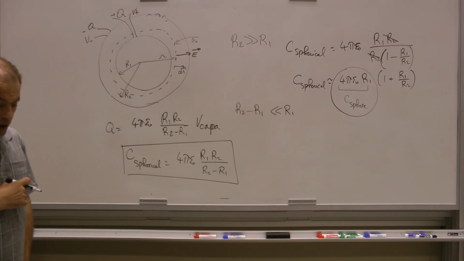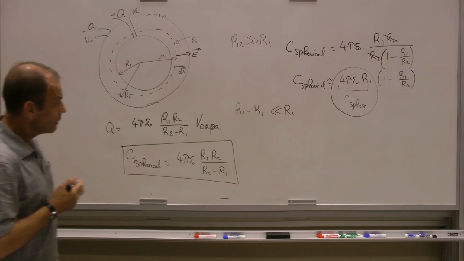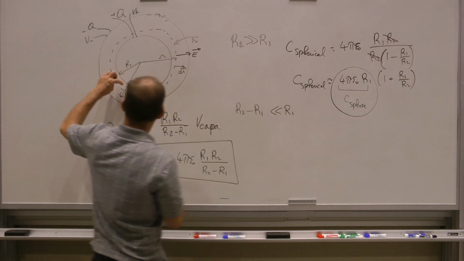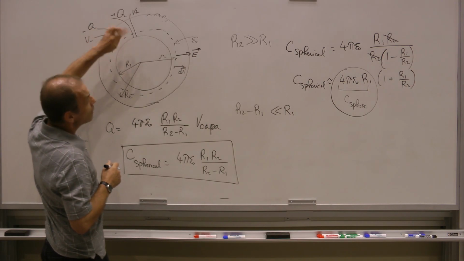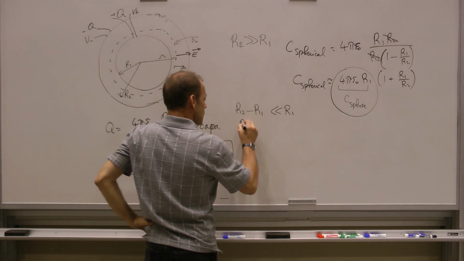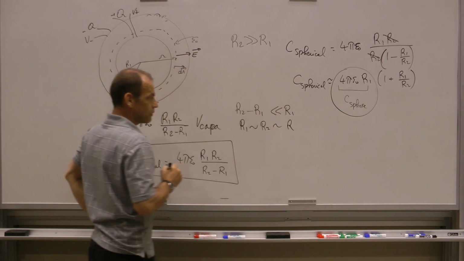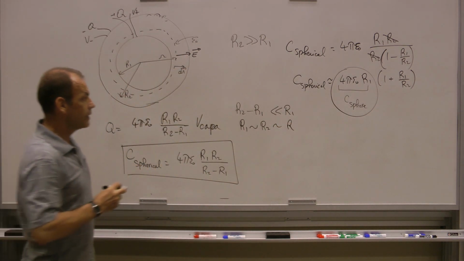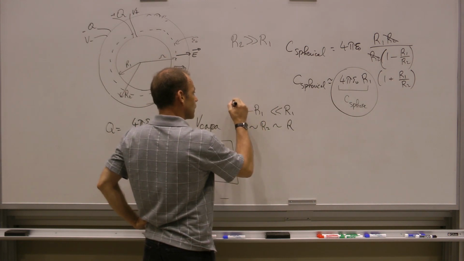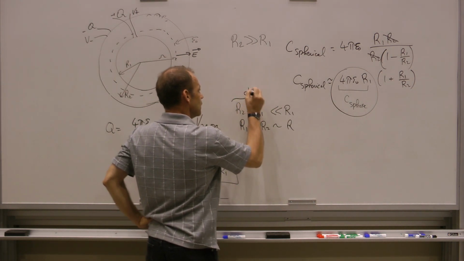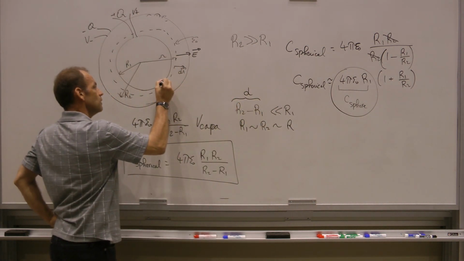So how does this work? How do we get to this? Well, since the spacing between the two is very small, that means R1 and R2 are going to be about the same. So I'm going to call them all equal to each other, and we're going to call it R. And then this distance, R2 minus R1, I'm going to call it little d, the spacing now between these two plates.